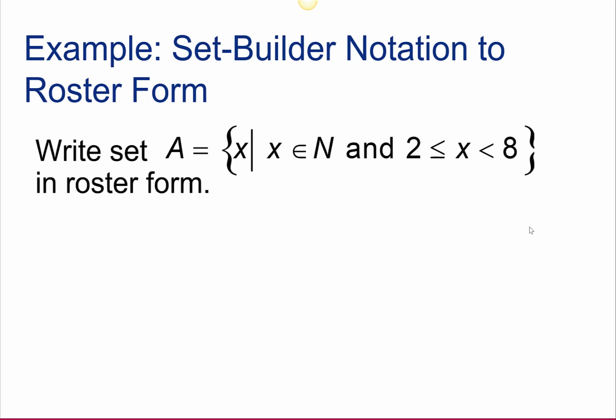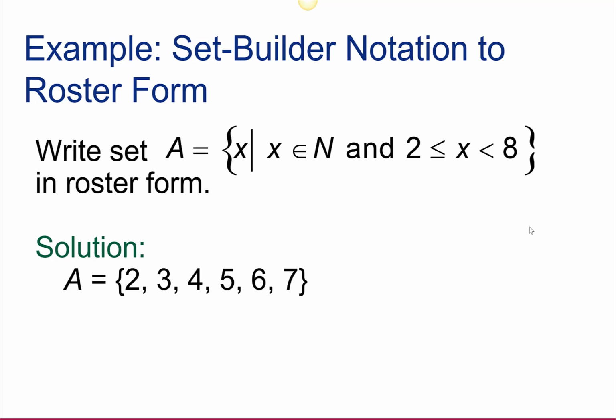Write the set. Now we're going to give you set builder notation and go back to roster form. So the set A is x such that x is a natural number and x is between 2 and 8. So here's the set, 2, 3, 4, 5, 6, 7. It doesn't include 8, I'm sorry, it's not inclusive of 8. It's less than 8, so it stops at 7.